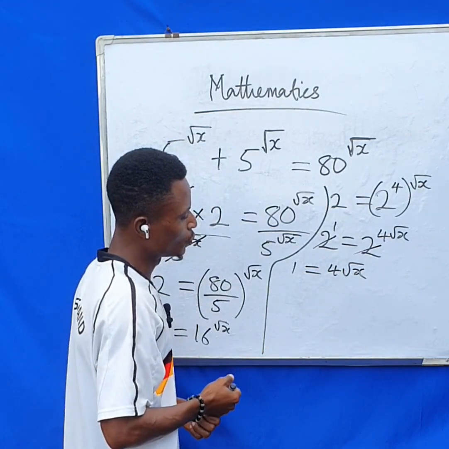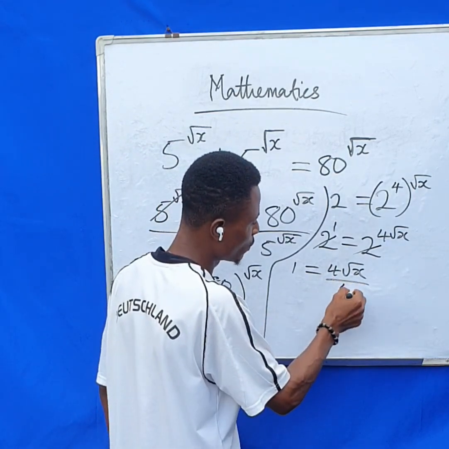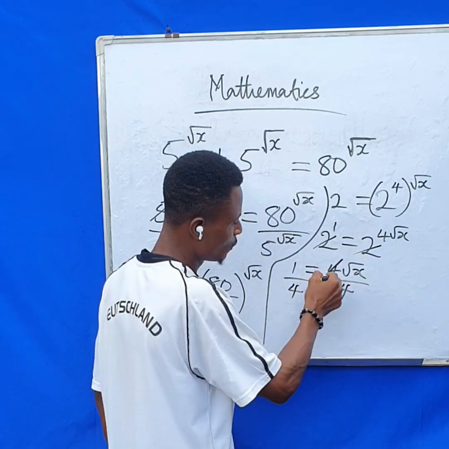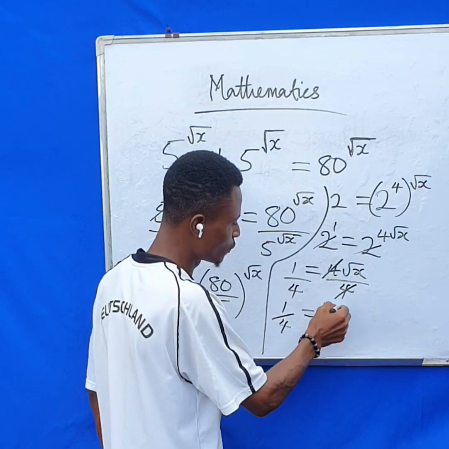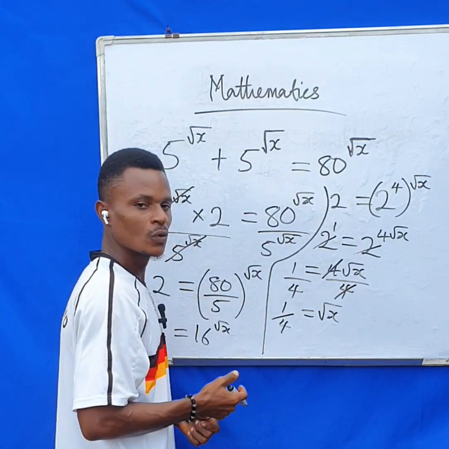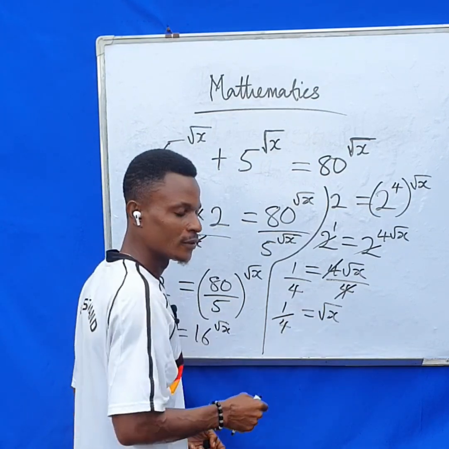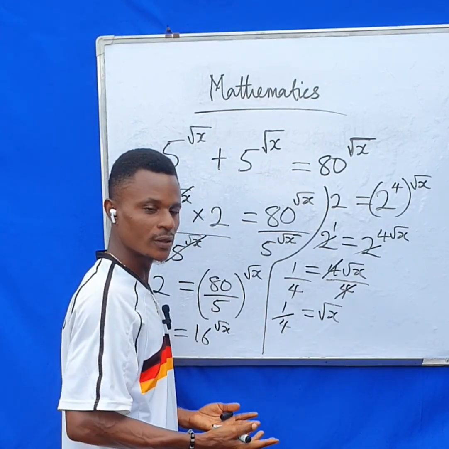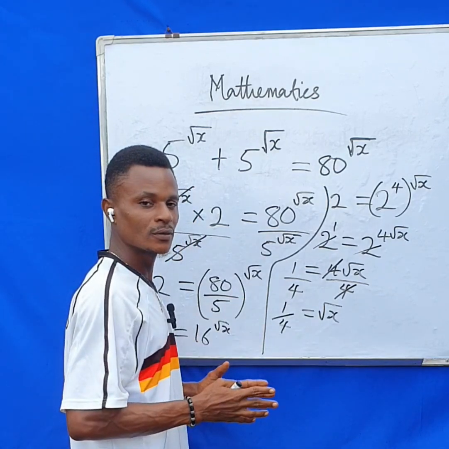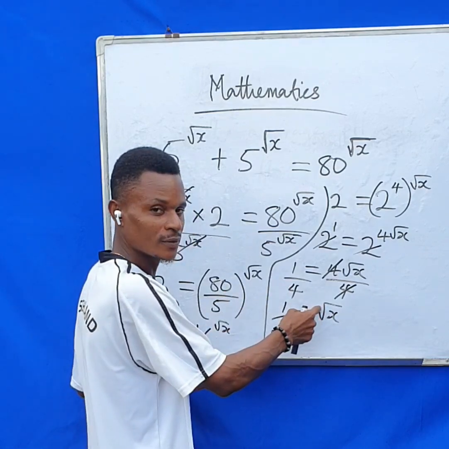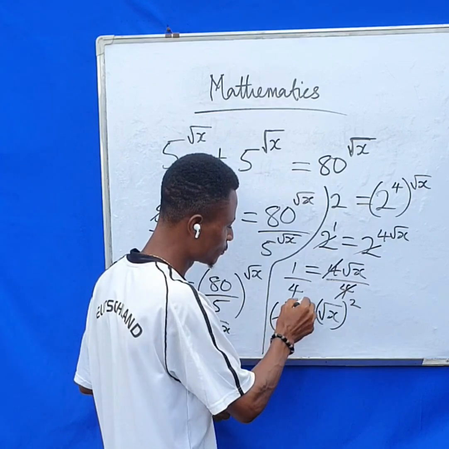The next thing to do is to divide both sides by this 4 here. We divide this by 4 and also divide this by 4. 4 will cancel 4, and we have 1 over 4 equal to square root of x. We are looking for x, not square root of x. So we have to remove this square root sign. How do we remove the square root sign? If you want to remove the square root sign, you make use of square. So we are going to square both sides to remove this square root sign.